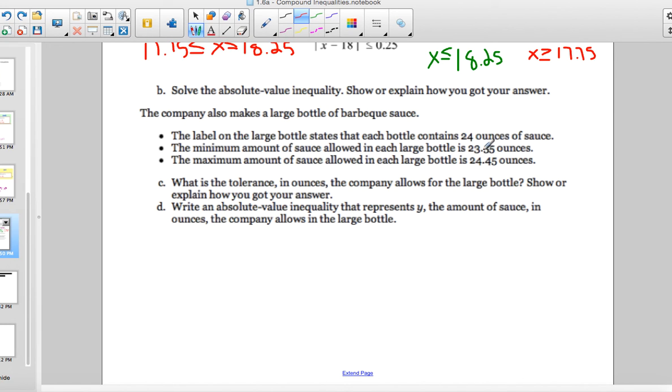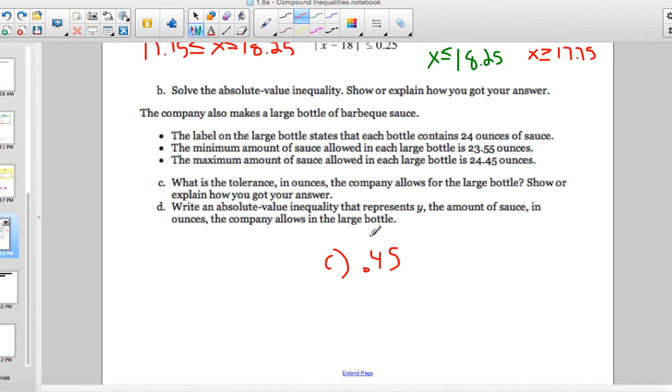So then when you did this C and D, we have a larger bottle now, but the same premises, right? They're allowed to have 23.55 or 24.45 or anything in between there. So the tolerance, if you got 24, and that's kind of the standard, and they're allowed up to 24.45 or down to 23.55, the tolerance you can pretty easily tell is just going to be 0.45. So part C, 0.45. If it asks you to show how you got the answer, you would just say 24.45 minus 24 is 0.45, and then do 24 minus 23.55 is that same 0.45.